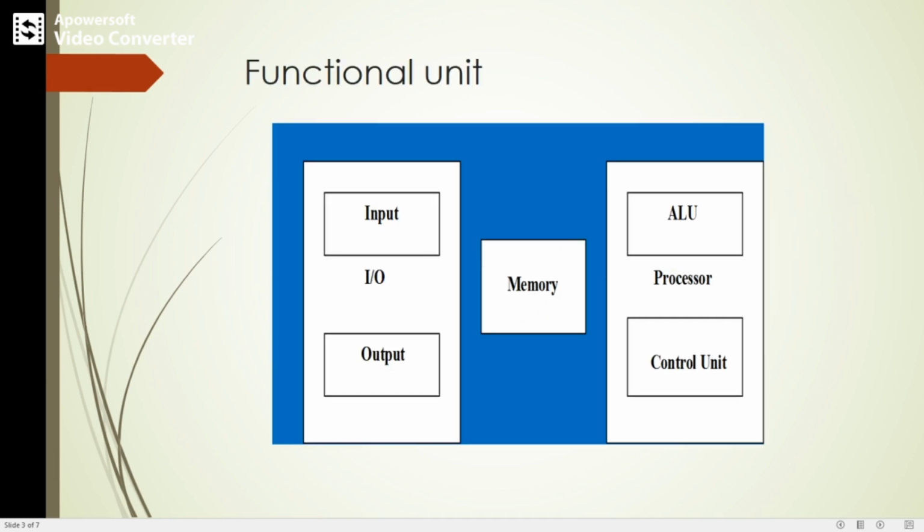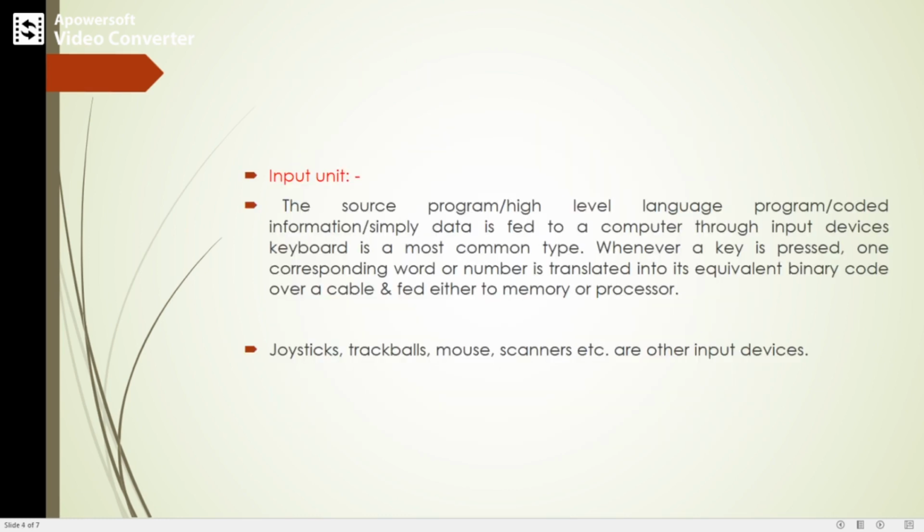So next we'll take what are the functional units of a computer. Basically a computer consists of input unit, memory unit, output unit, ALU, processor and control unit. Combined, these units are called functional units. We'll take one by one the functionalities of the individual units. First we'll take the input unit.